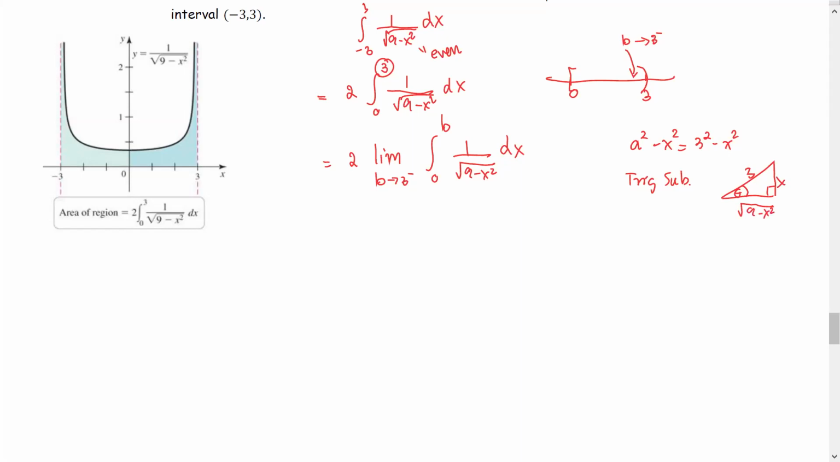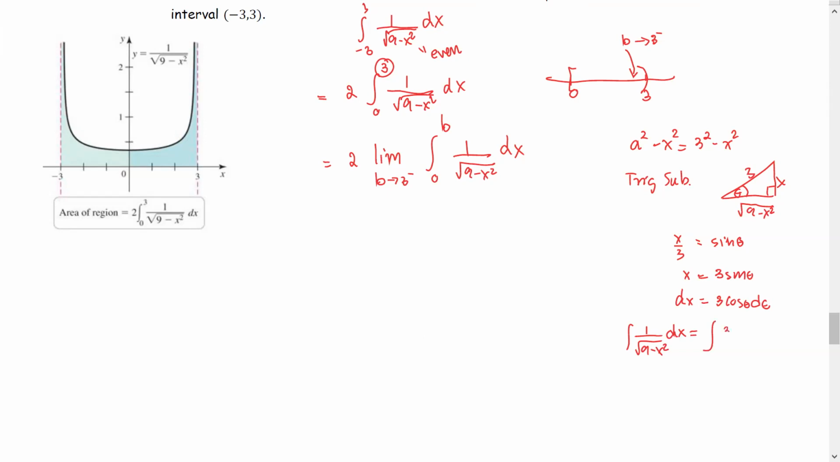From the relationship of x and 3, x over 3 is the opposite over hypotenuse, which is the sine function, sine theta. We can write x as 3 multiplied by sine theta. Find the differential dx, which is 3 times cosine theta d theta. Therefore, for the integral of 1 over square root of 9 minus x squared with respect to x, we use the substitution technique by rewriting everything in terms of theta and the trig function.